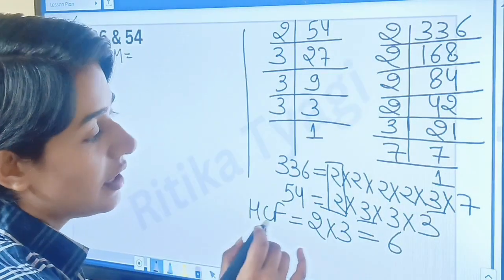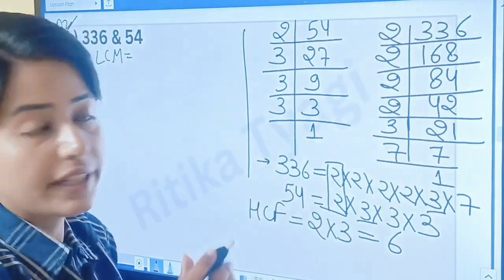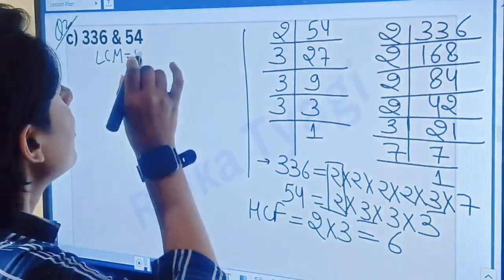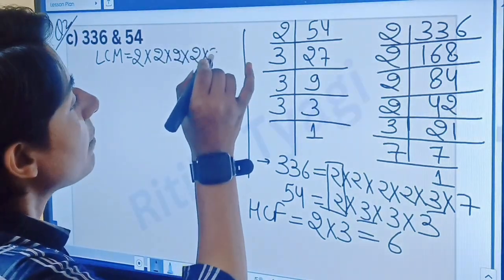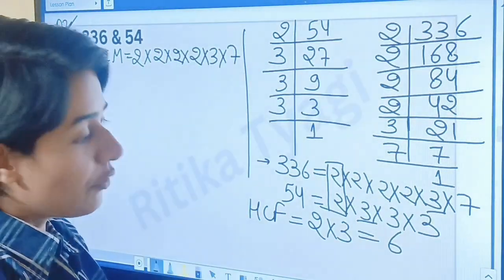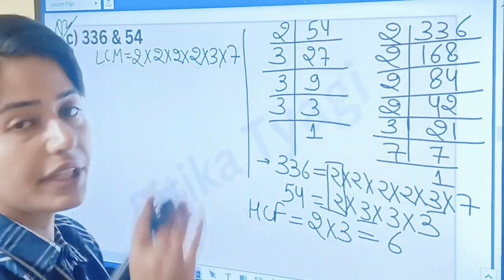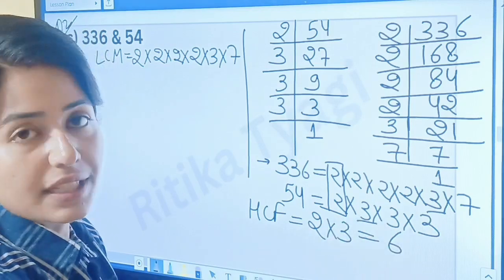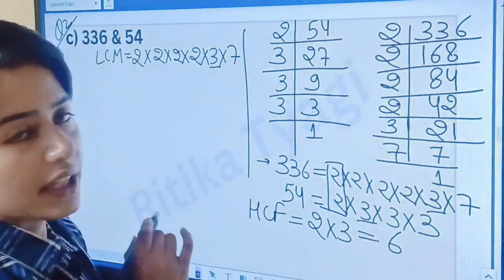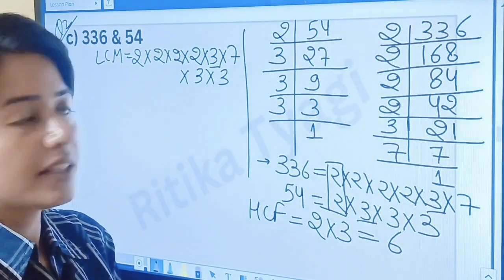We have to write the factors for any number. We write the factors for 336, that is 2 multiply 2 multiply 2 multiply 2 multiply 3 and multiply 7. Now in the factors of 54 we have to write the numbers which are not included in this. 2 is already present. 3 times 3. Here 3 is only 1. So we have to multiply it by 3 and 3.